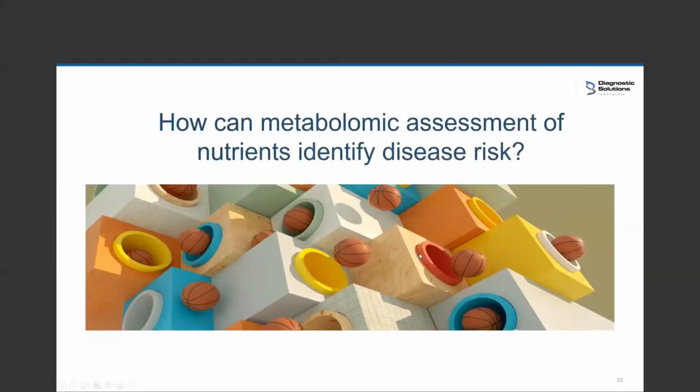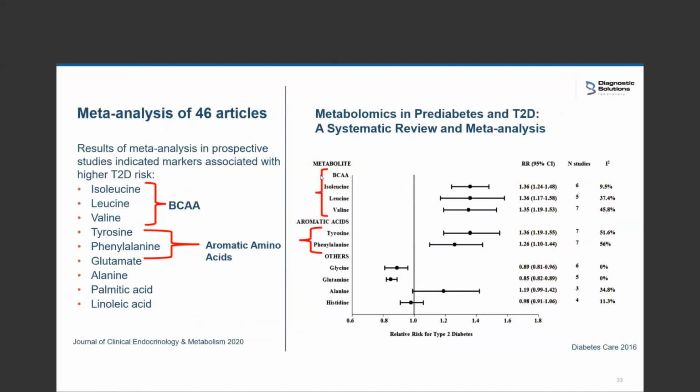So this goes to my third question. How can metabolic assessments of nutrients identify disease risk? So this is really what people are looking for. So there's quite a lot of information on this. There's significant research. There was a study in 2020.